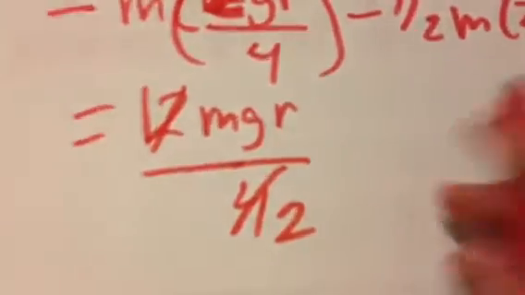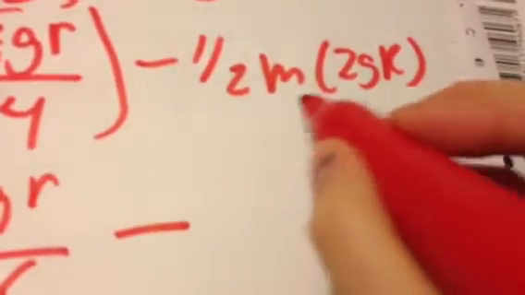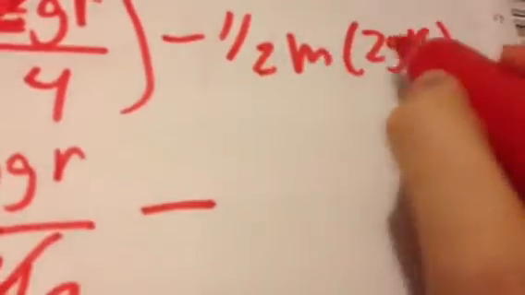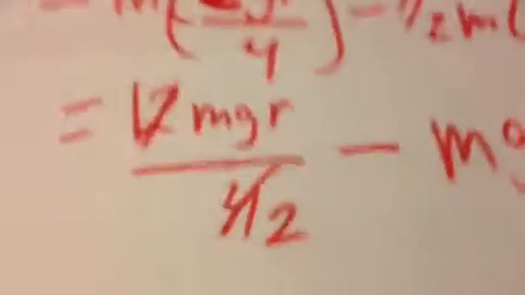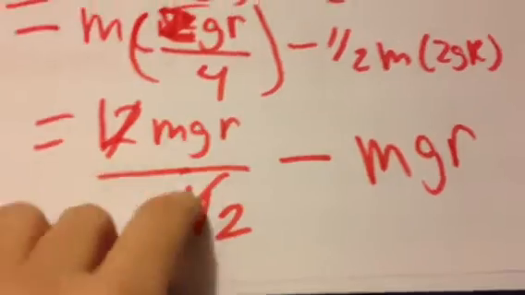Which can be simplified to 1/2 mgr minus 1/2 m times 2gr. These will cancel out, and we're left with mgr. So 1/2 mgr minus mgr will give us negative mgr over 2.